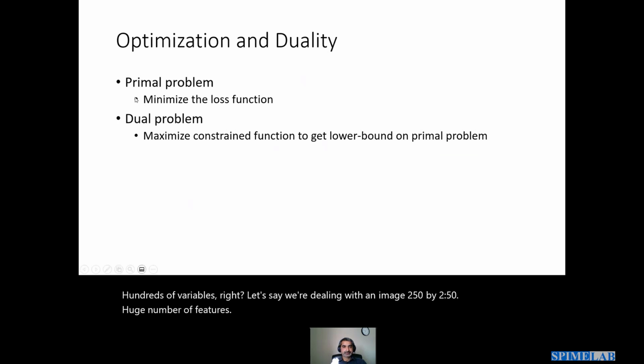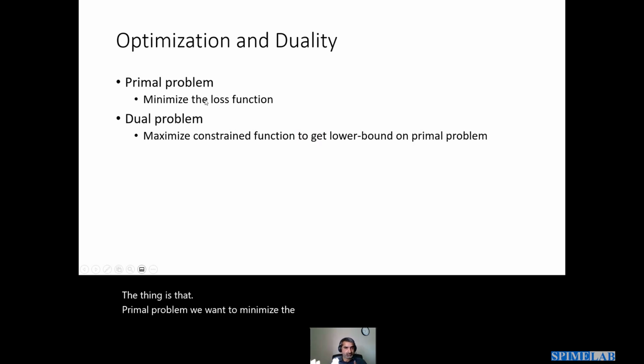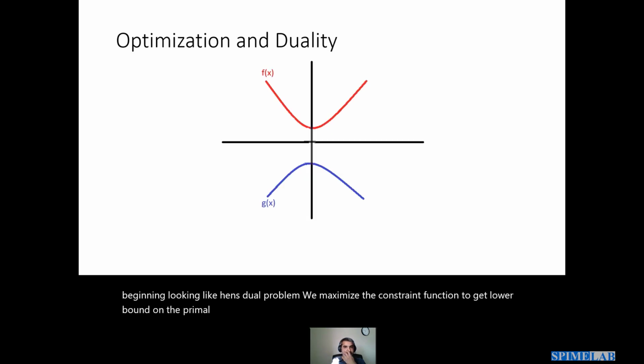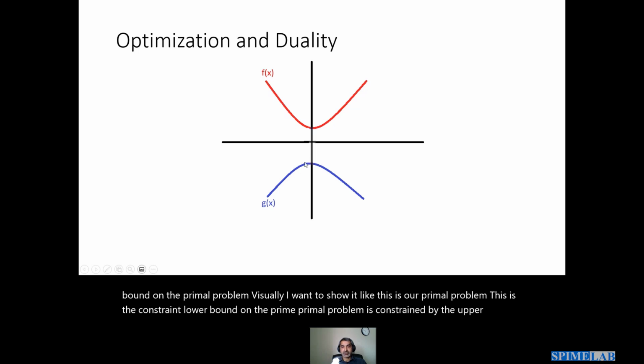The thing is that in the primal problem, we want to minimize the hinge loss function that we looked at in the beginning. In the dual problem, we maximize the constraint function to get a lower bound on the primal problem. Visually, I want to show it like this. This is our primal problem. This is the constraint. The lower bound on the primal problem is constrained by the upper bound of the constraint function.